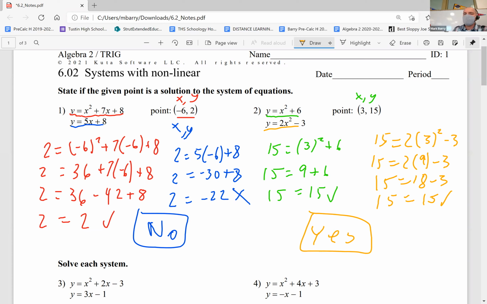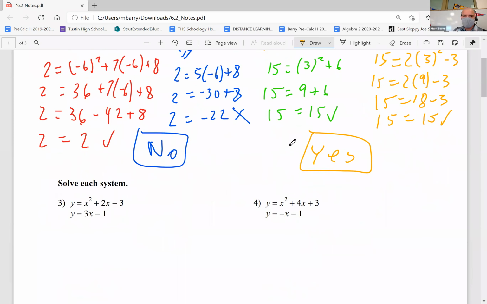Okay. So if they're just giving you a point to check, that's how I would do it. I would just plug it in. Make sure you plug it into both equations, just one at a time, as an x comma y, and do your PEMDAS and just see if it's true or not, okay? If it's true on both of them, say yes. If it's not, say no. All right, let's go on to the next one.